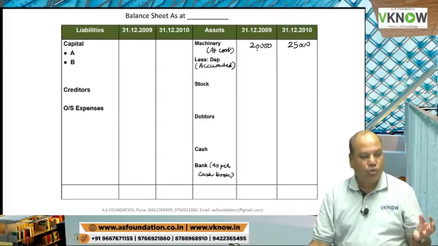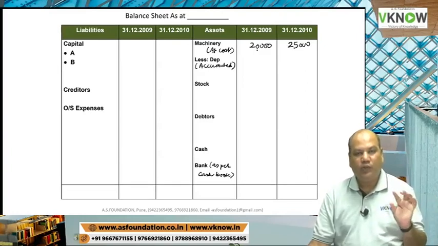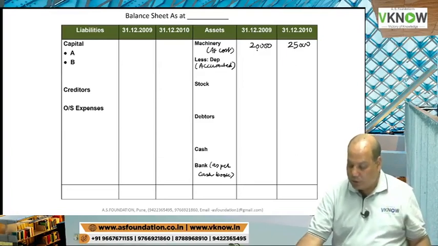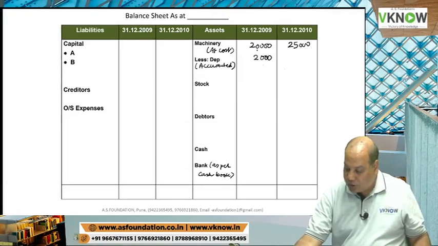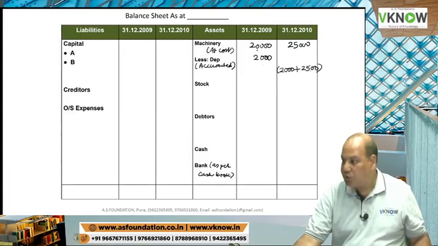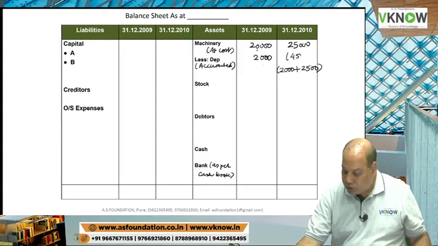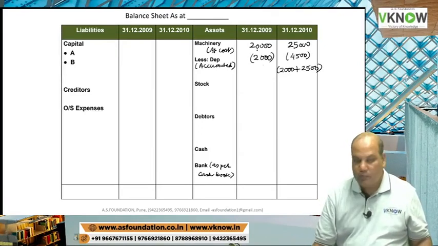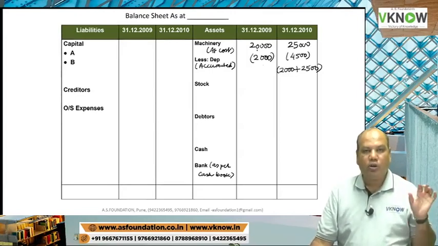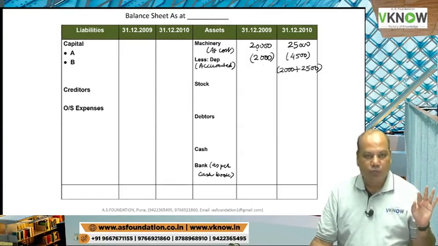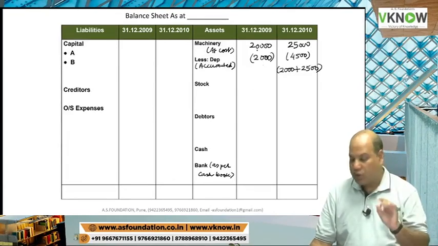Accumulated means total of year 1 and year 2 in the second year. First year does not make any difference. So depreciation in the first year is 2,000, 10% of 20,000. Second year depreciation will be 2,500, since the previous year's 2,000 is already there. So total accumulated depreciation will be 4,500. For the year 2, 2,500, year 1 and year 2, 4,500.